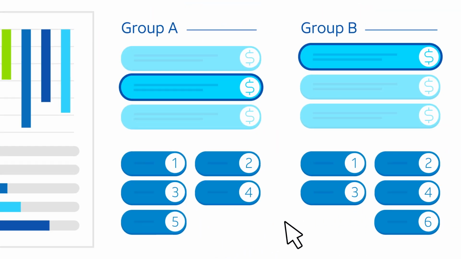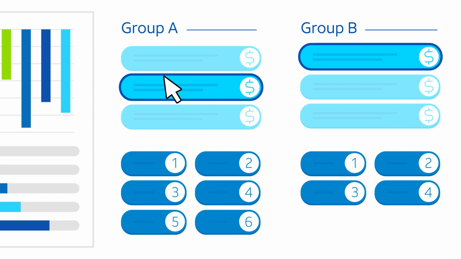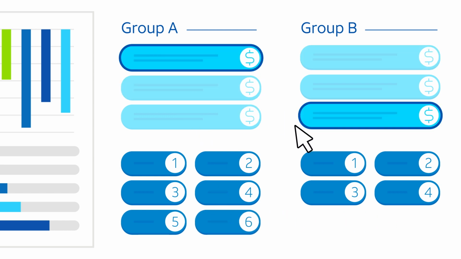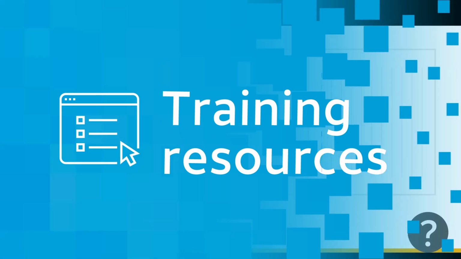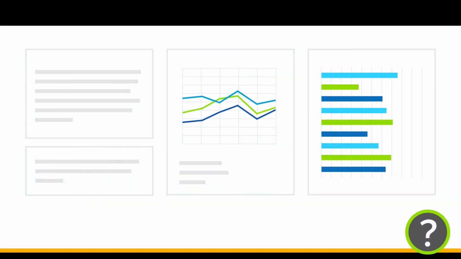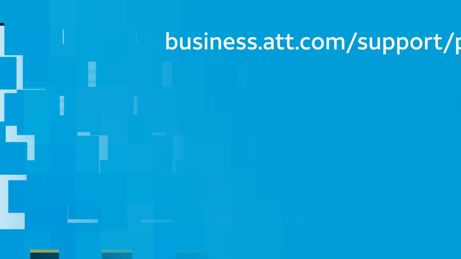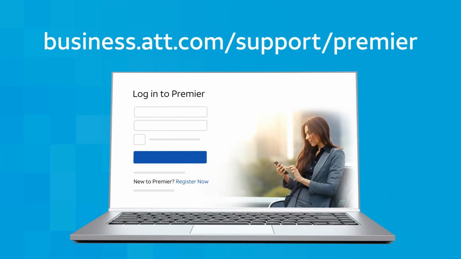For example, with a mid-month unbilled usage report, you can move lines to a different group or update rate plans as needed. To learn more, training resources are right at your fingertips. For help, just select the question-mark help icon. AT&T Premier is here for you online anytime.